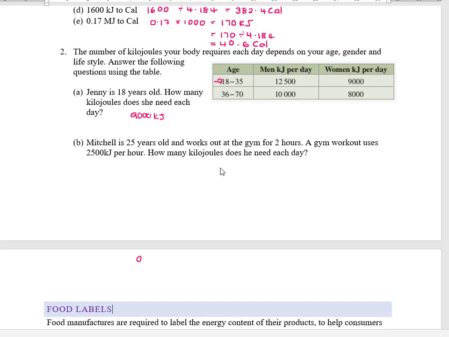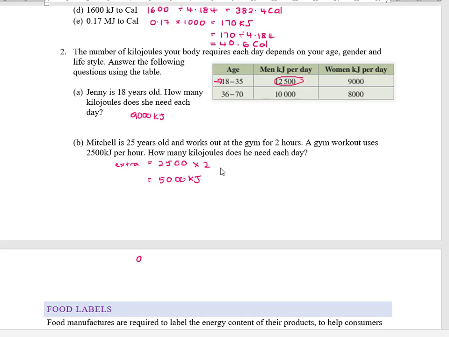So that means he has some extra that he's allowed to eat, because he uses 2,500 kilojoules each hour and he exercises for 2 hours. So that means in his diet he's allowed an extra 5,000 kilojoules. Now if I look at the table, Mitchell's 25, so he fits into this same age bracket.